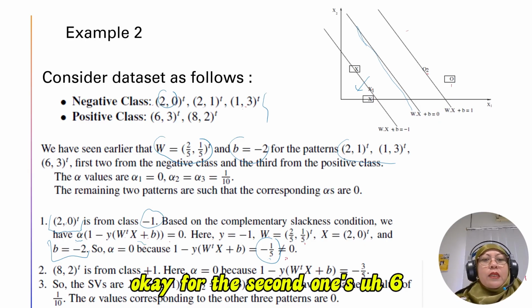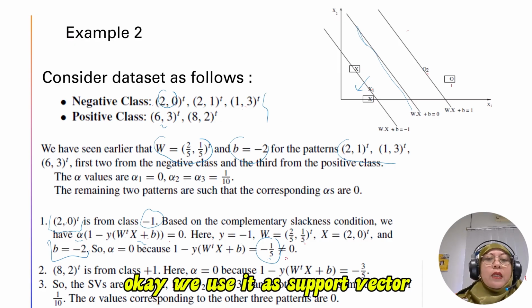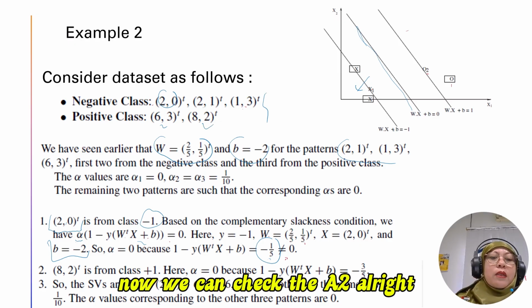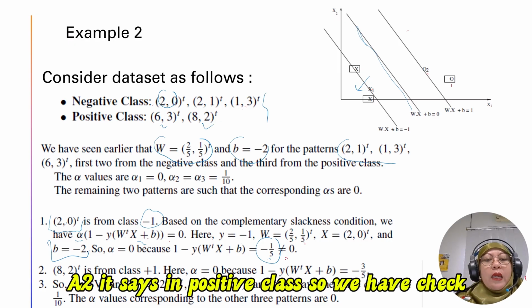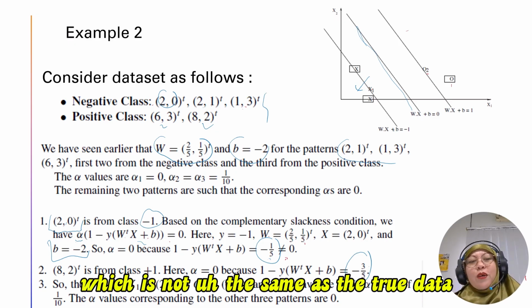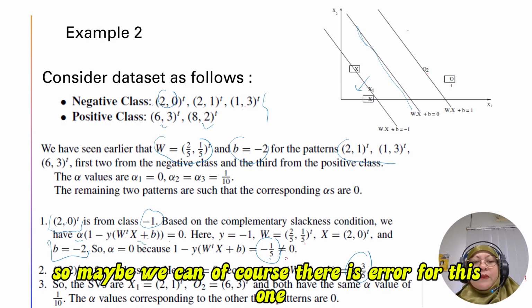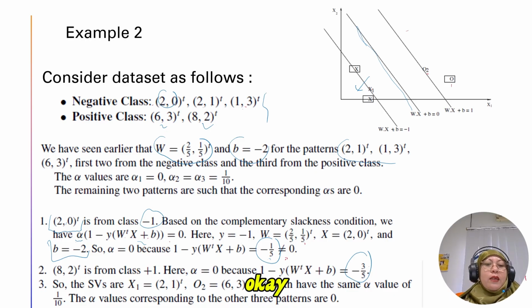For the second one, 63 is already used as a support vector. Now we can check the A2. It says positive class, so we have checked. Finally, we got -3/5, which is not the same as the true data. So of course, there is error for this one.